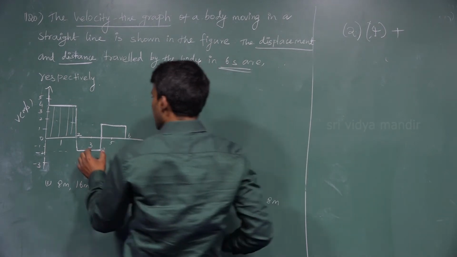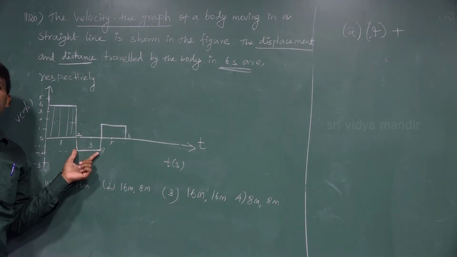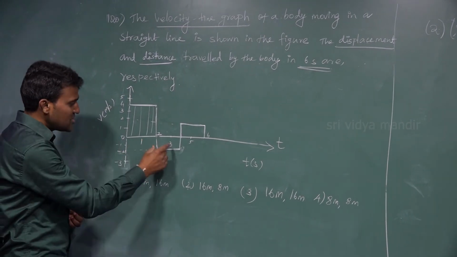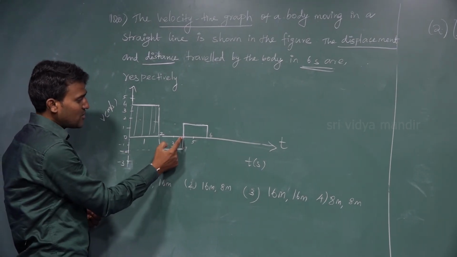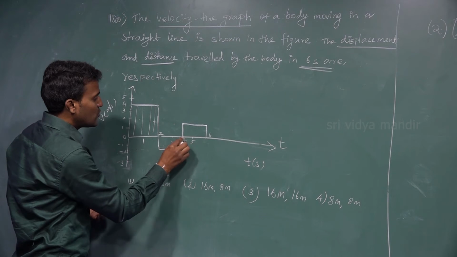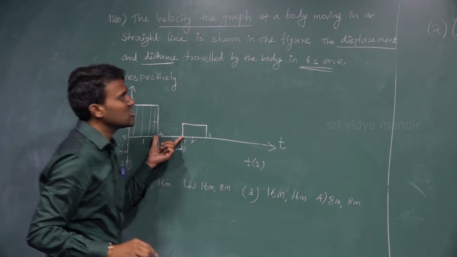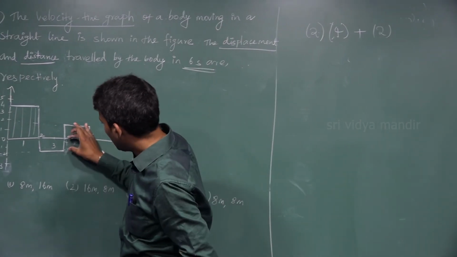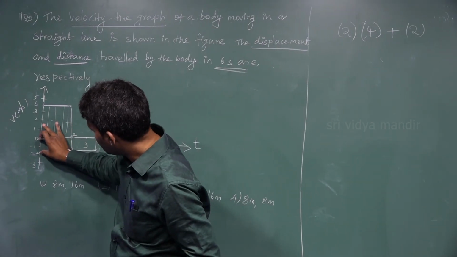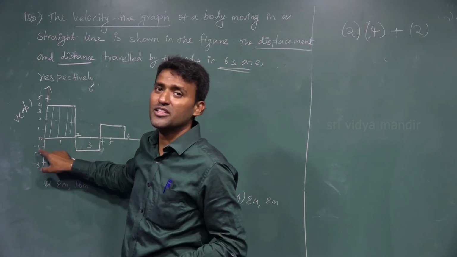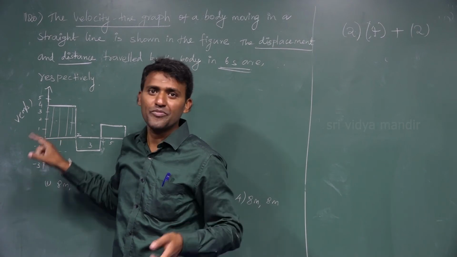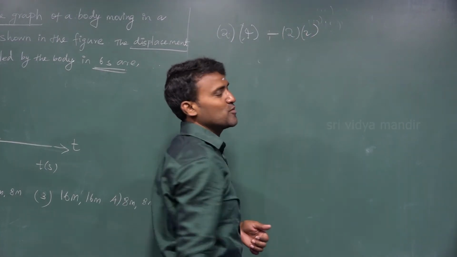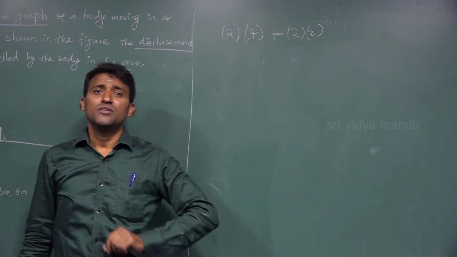Next one is in the negative. Displacement is a vector, so displacement can also be negative. This length is 4 minus 2, which is 2. And the height is 0 minus 2, or otherwise 2 minus 0, you can write it as 2, but you have to write it as negative. Displacement is a vector quantity.